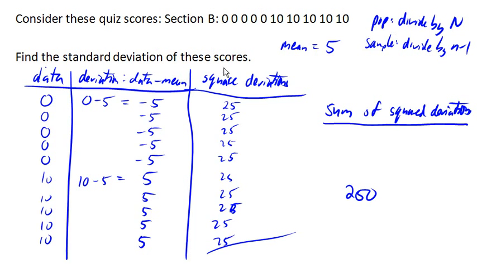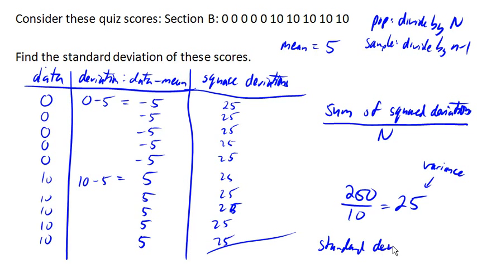We're going to divide by the 10 scores, and we're going to get 25. Now, at this point, we have something called variance, or more specifically, the population variance, since this was for the entire population. The standard deviation is the square root of the variance. So it's the square root of 25. The square root of 25 is 5. And so the standard deviation of this data set is 5 units.